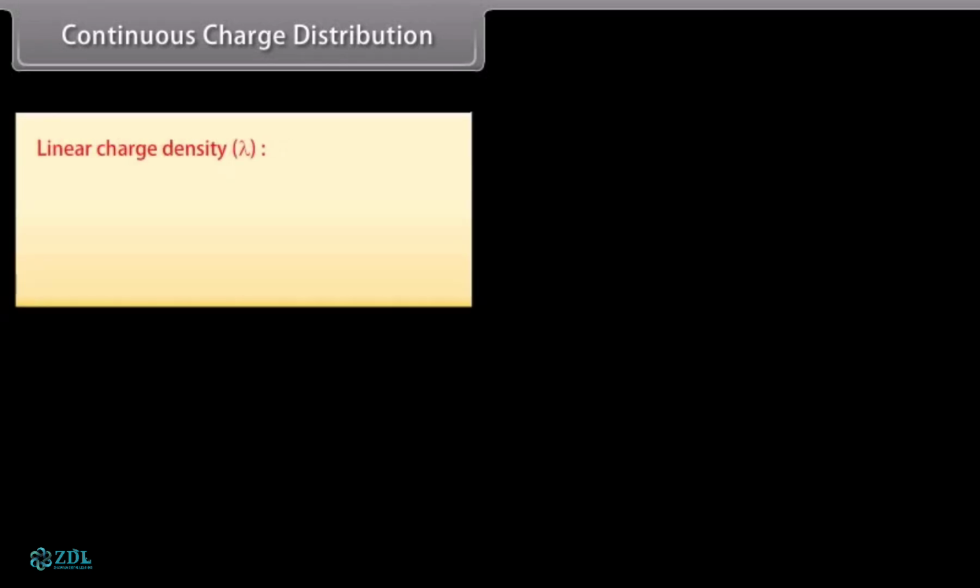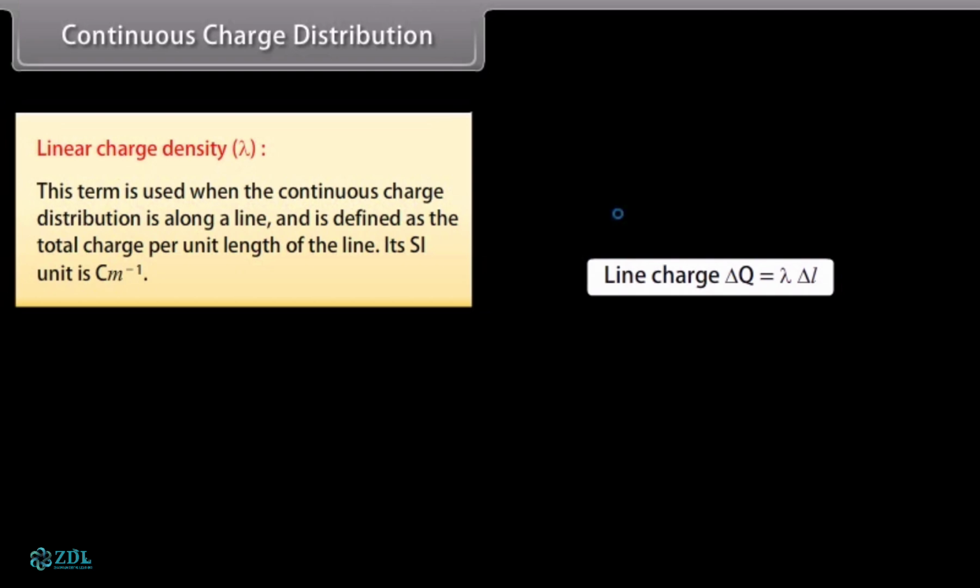Linear charge density, lambda. This term is used when the continuous charge distribution is along a line and is defined as the total charge per unit length of the line. Its SI unit is Coulomb per meter.